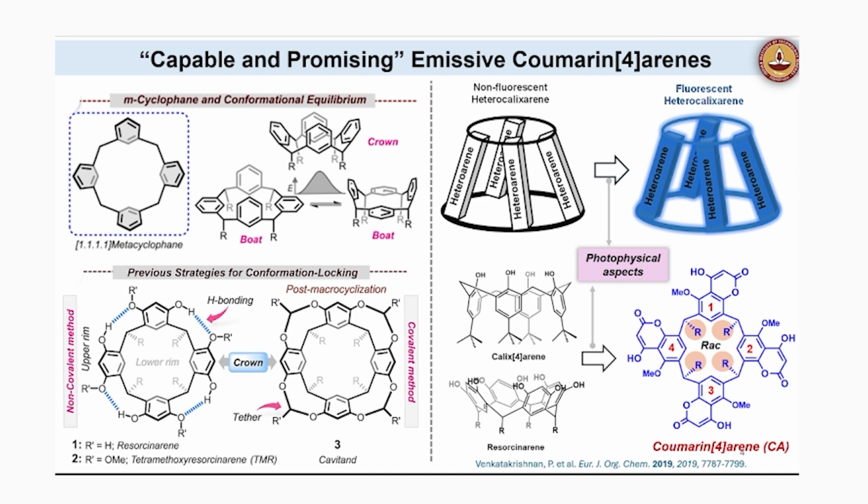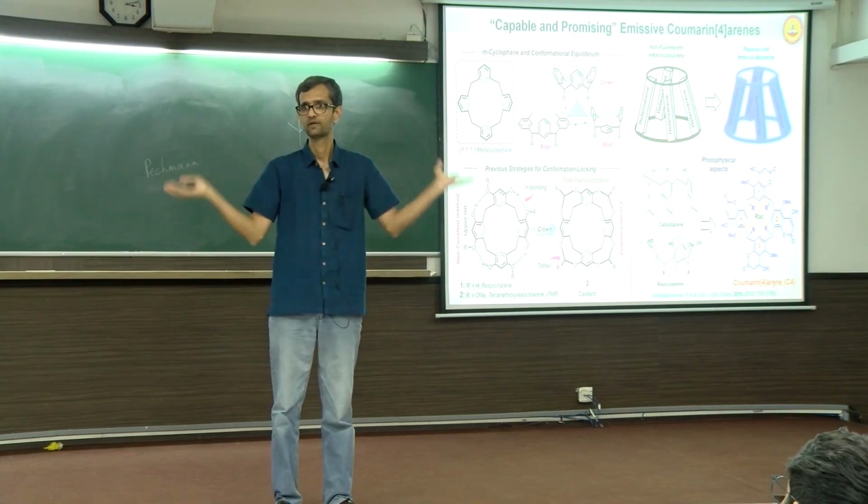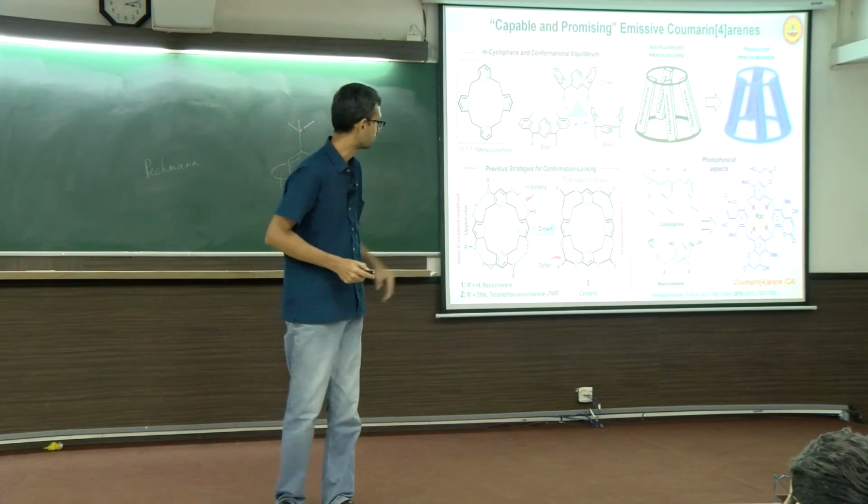So till now in the literature there is only one method available: covalent tethering. You can rigidify this macrocycle and arrest the flip-flop motions of these arenes. This is the only method known.